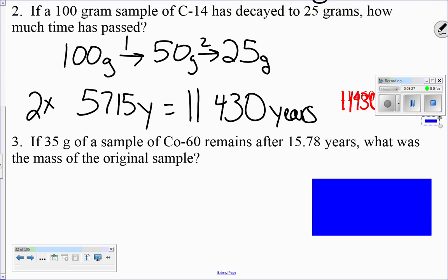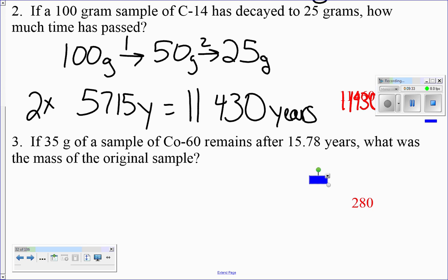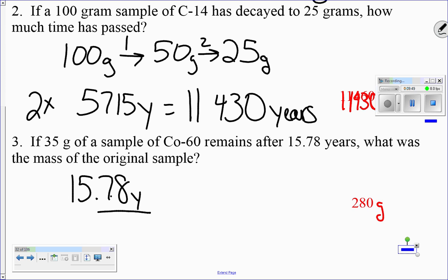Finally, question number 3. If 35 grams of a sample of cobalt-60 remains after 15.78 years, what was the mass of the original sample? The answer to that is 280 grams. So what we have to do to solve this problem: we do know our total years that are going by. So this is 15.78 years total divided by our half-life, which is 5.271 years. We're talking about approximately 3 half-lives here.